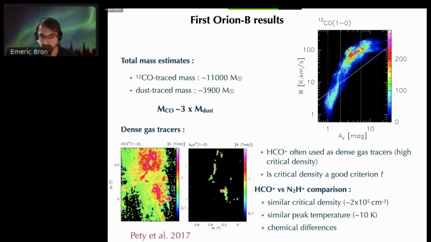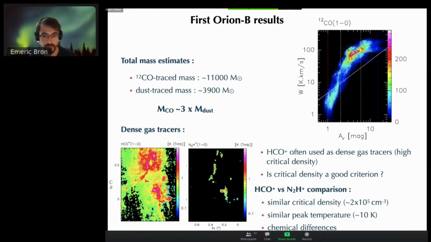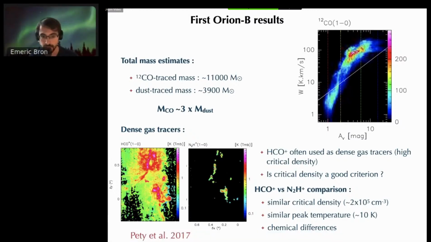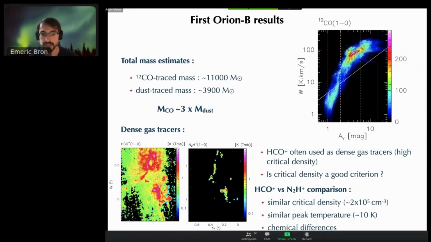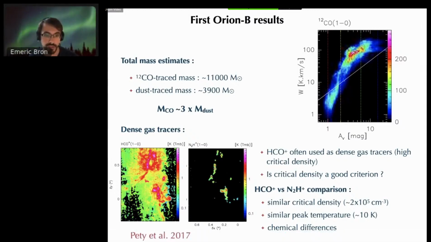In our observations, they also have similar peak temperatures over the whole map, but we see that the maps are completely different, with the N2H+ really highlighting the high density cores of the cloud, while the HCO+ emission is much more extended. This is due to chemical differences, as HCO+ can be easily formed anywhere, while N2H+ is quickly destroyed by reaction with CO, so it mainly exists in regions where the density is high enough for the CO to freeze out on the grains.